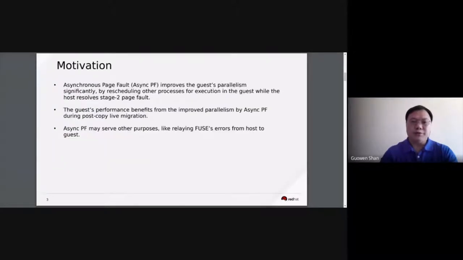About the motivation, generally speaking, the asynchronous page fault improves guest parallelism significantly by rescheduling other processes for execution in the guest while the host resolves the stage-2 page fault. Besides, in the scenario of live migration, the guest performance benefits from the feature as well. The feature may also be used for other purposes. For example, it is used by virtiofs to relay fails error from the host to the guest.